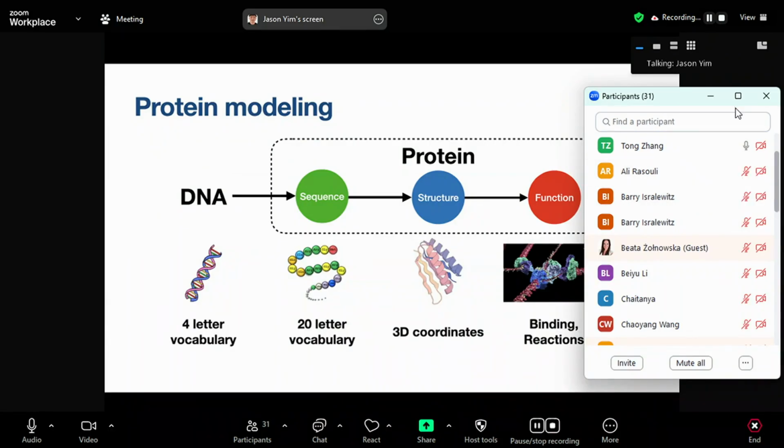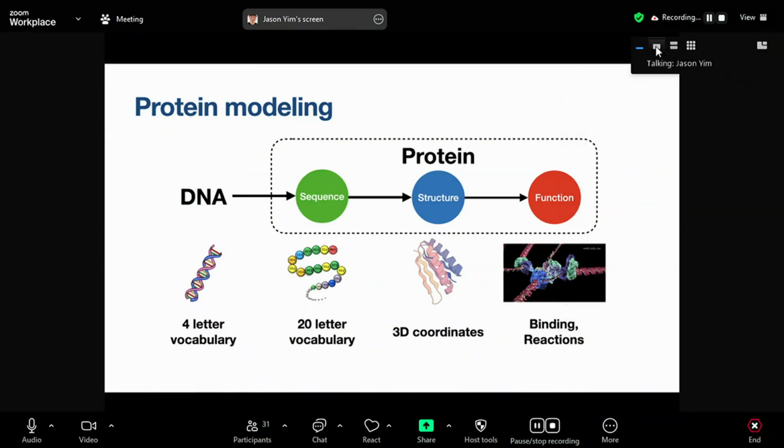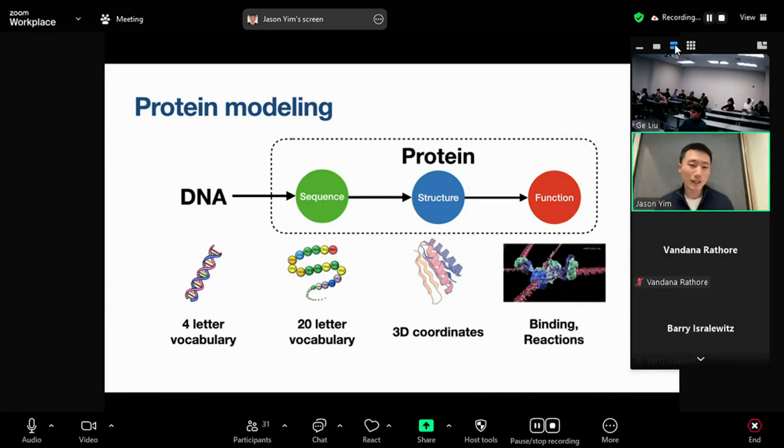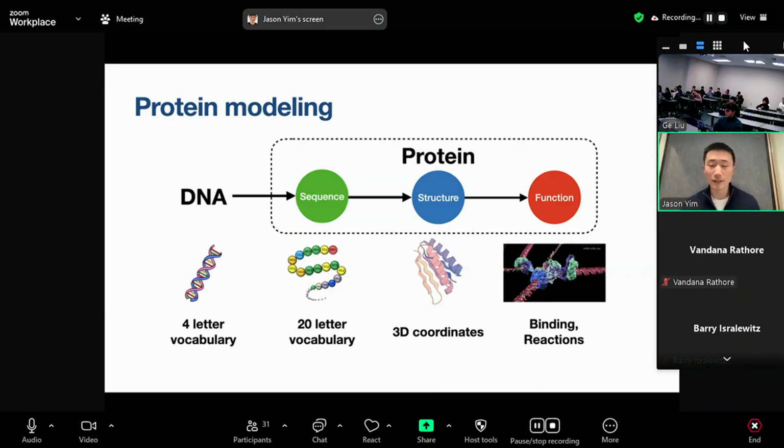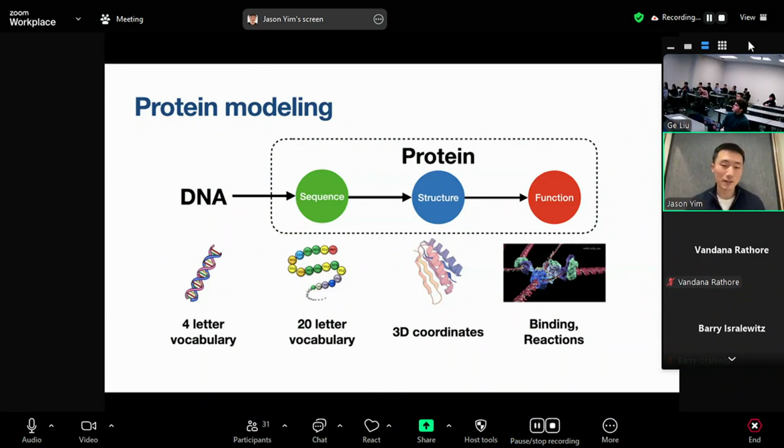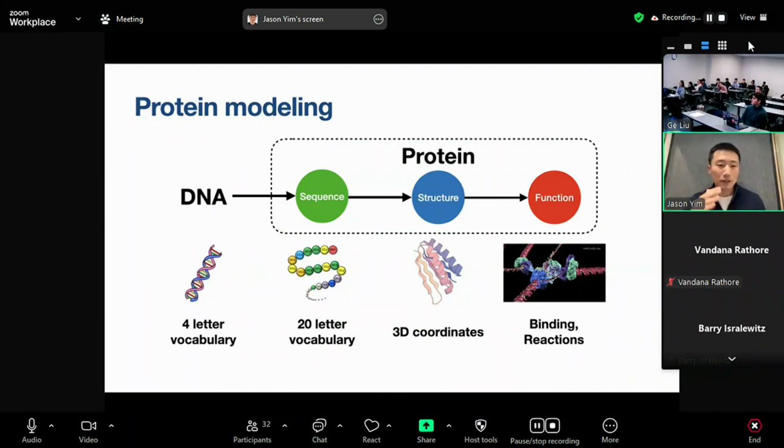So this might be very basic to a lot of people, but just so we're all on the same page, DNA is a 4-letter vocabulary. So you have the 4 nucleotides. And in sequence, when we think about a protein sequence, each residue in a protein can take one of 20 letters, and each of these letters corresponds to an amino acid type. So in the central dogma, you go from DNA, RNA, protein. So here, DNA gets transcribed into a protein sequence, and then that sequence folds up in water to become a 3D structure, and that's where the 3D coordinates come in.